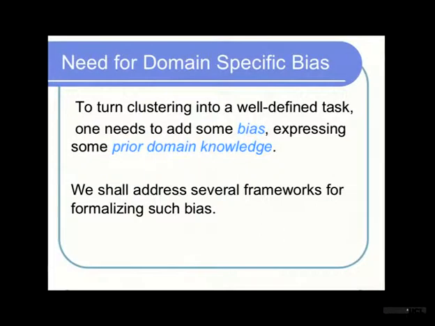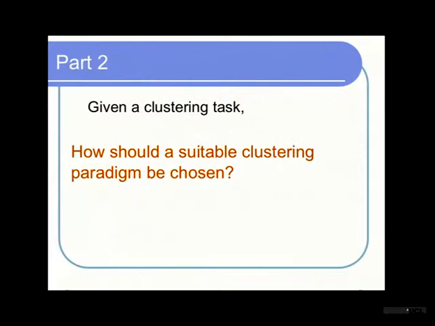Since we do not have general axioms, we really need to incorporate some domain-specific bias. So to turn clustering into a well-defined task, one needs to add some bias that expresses prior knowledge about your task, or about the domain. In the next part of my talk, I will focus on several frameworks for formalizing such domain knowledge. So we give up at this point on trying to find a general theory of clustering and try to find ways to express domain knowledge that will be relevant to finding out which clusterings are appropriate for your data.